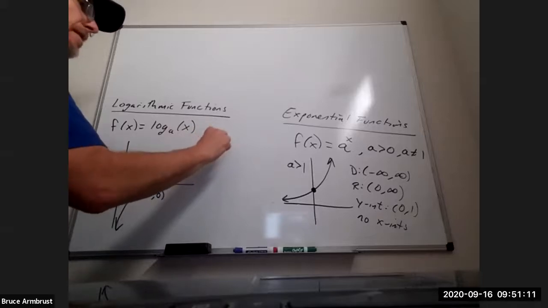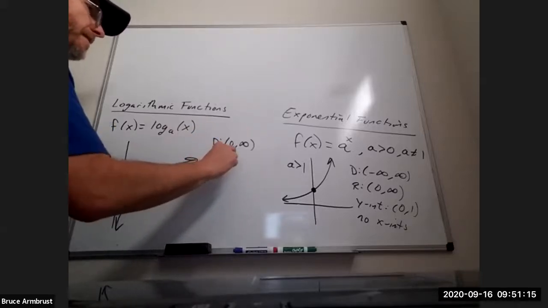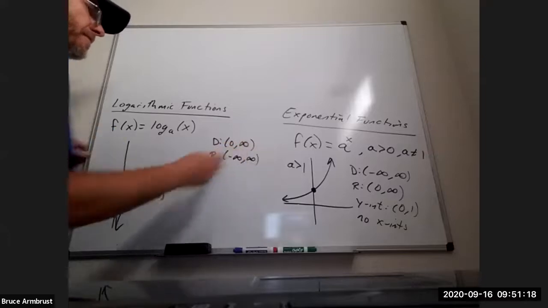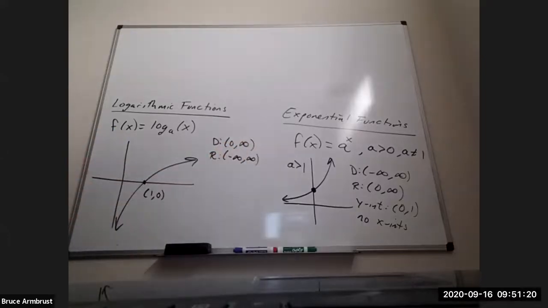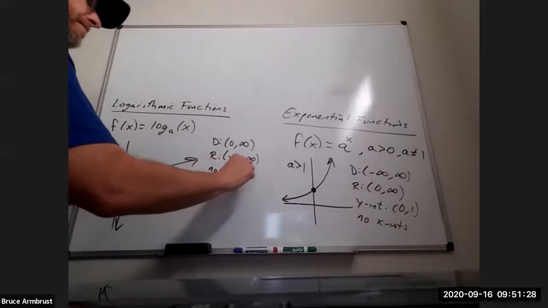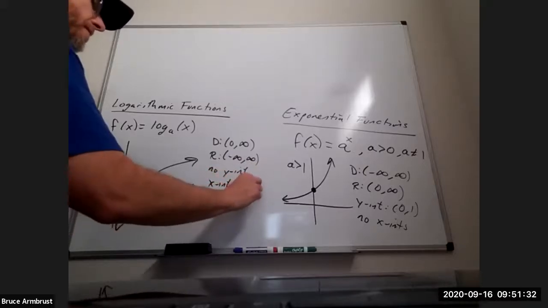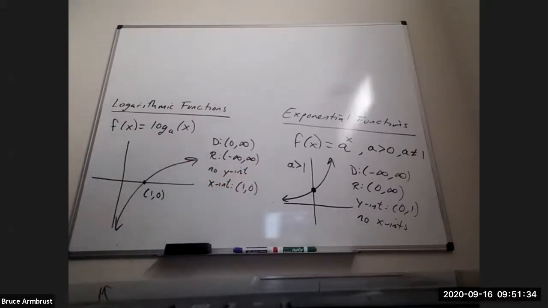In terms of their domain and range, they're just opposites of the domain and range for exponentials. Another property of inverses is that they swap their domains and ranges. But again, no y-intercept this time. There is an x-intercept at (1, 0). So with inverse functions, the roles of y and x swap. That's what we're seeing here.